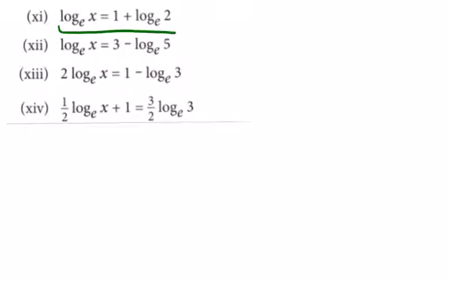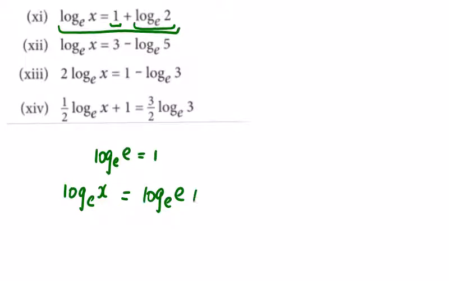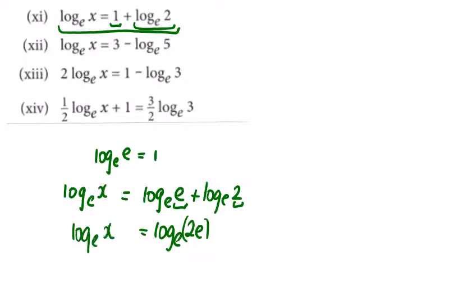Number 11, there are a couple of ways to do it. We could bring this guy to the left, but I think it's easier with our knowledge of logs. We know that log of e to the base e is equal to 1. So let's change the 1. Keep the left hand side as log of x to the base e is equal to log of e to the base e, which is the 1, plus log to the base e of 2. And now we have a product. So the right hand side is log to the base e of e times 2, or 2e, will be equal to log to the base e of x. So we can see here that they equate with the same base. x is equal to 2e.